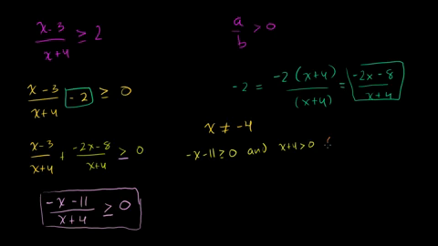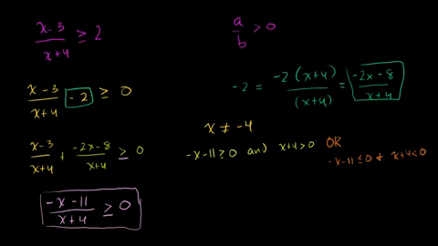Or they're both going to be less than 0. And I'm running out of space. Or minus x minus 11 is less than or equal to 0. And, I'll write and like that, x plus 4 is less than 0. Remember, it can't ever equal 0. So they're either both positive or both negative. That's the only way that we're going to get something. Well, the numerator can be equal to 0, because this thing can equal 0. Or they're both positive to get something positive, or they're both negative, so that when you divide a negative by a negative, you still get something positive.